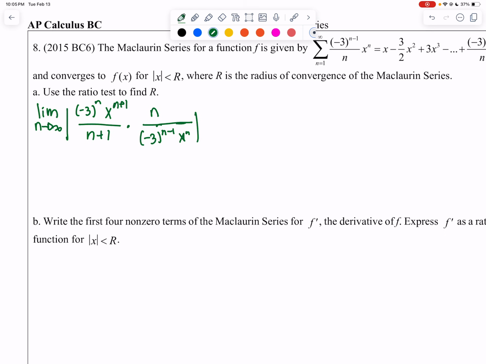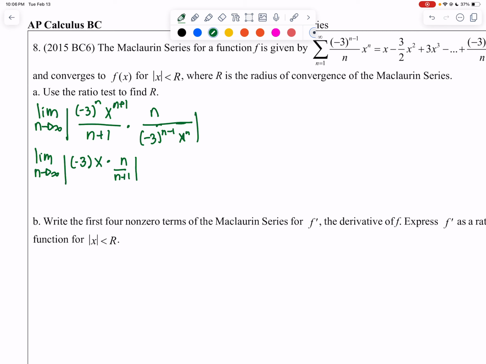All right, so now I'm going to clean this up a little bit. -3 to the n and -3 to the n minus 1 becomes -3 to the -1. And I'm going to bring that up so that it's just -3 there. The x to the n plus 1 and the x to the n just becomes x. Then I have n and then n plus 1, which I'm more worried about because this is what the limit is approaching infinity for. In this case, as n approaches infinity, this limit will become 1.